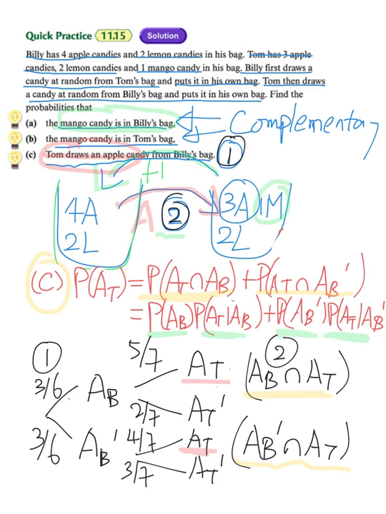So you can see that our equation is basically multiplying the 3/6 with the 5/7, and then this 3/6 we multiply with the 4/7, and then add them together, because either this happens or this happens. So add them together.